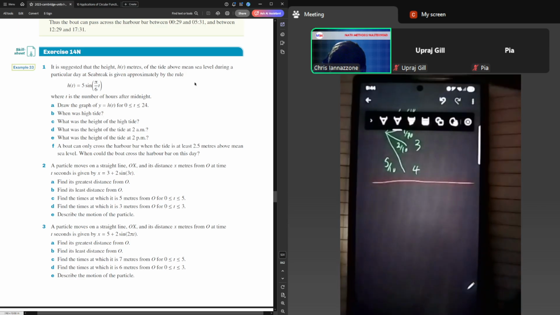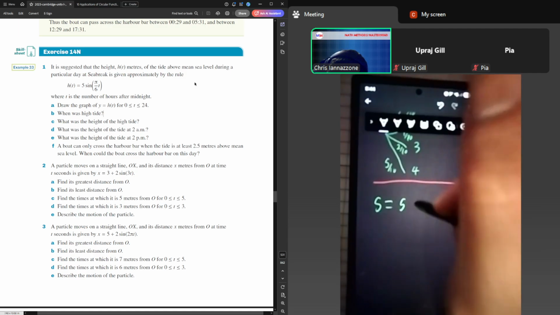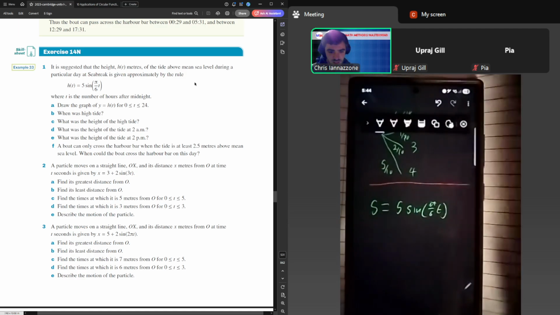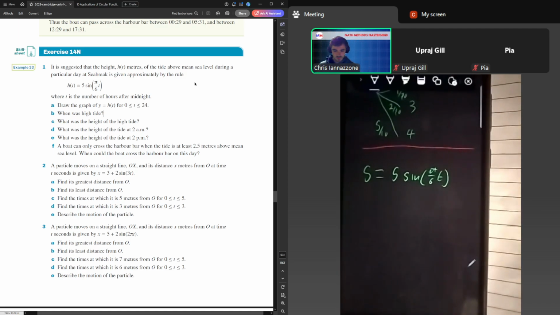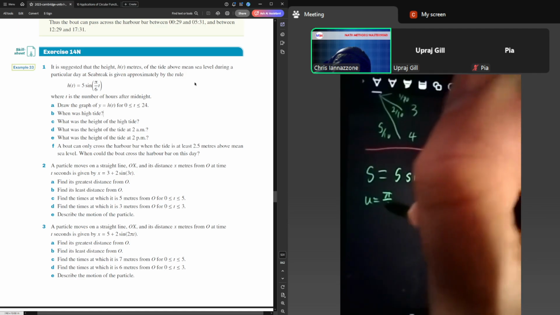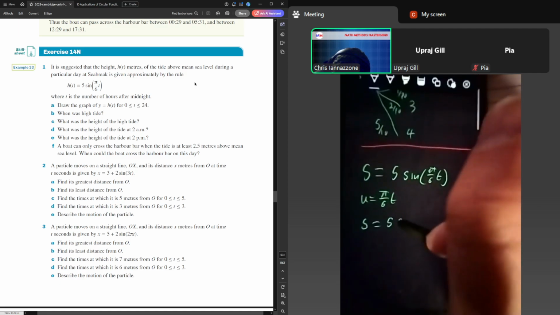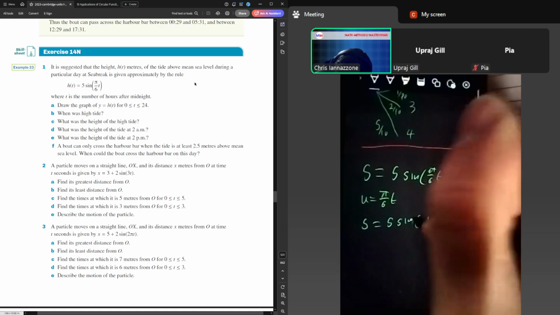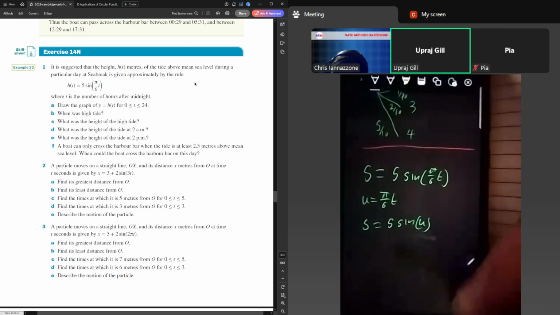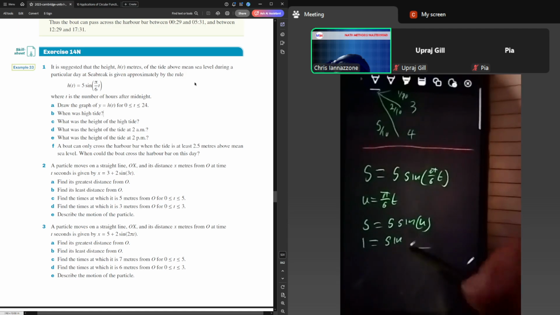Okay, so we set the y value to 5, just like you said. 5 equals 5 sine pi over 6t. Who can tell me what you might do to solve this for t? Are we going to use a placeholder for pi over 6t? Yeah, you could. That's fair. u equals pi over 6t. 5 equals 5 sine u. Do we divide both sides by 5 now? Yep, sounds good. 1 equals sine u.